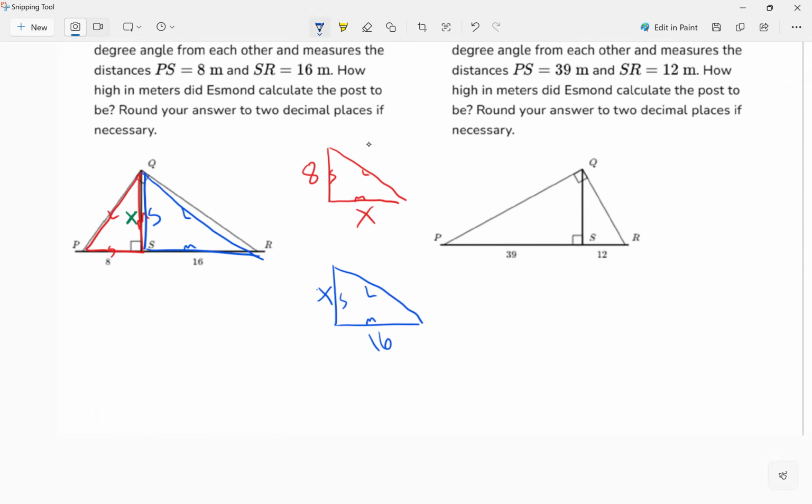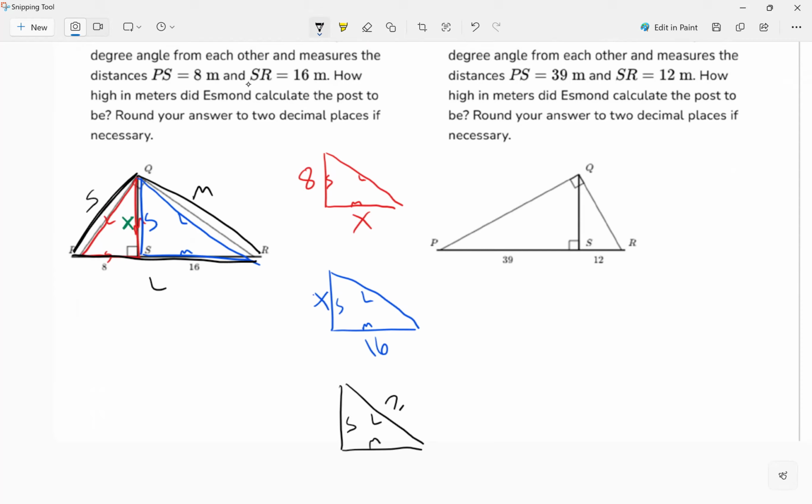Okay. How about the black triangle? Small, medium, and large. The small side, I don't know how big. The medium side, I don't know how big it is. The large side is 24, right, because 8 plus 16.